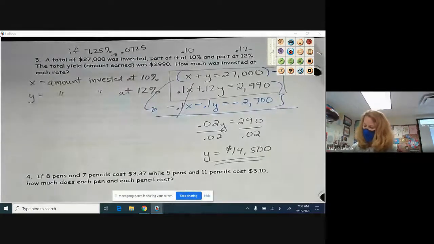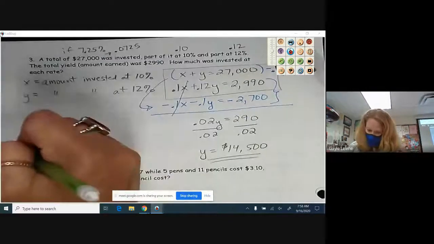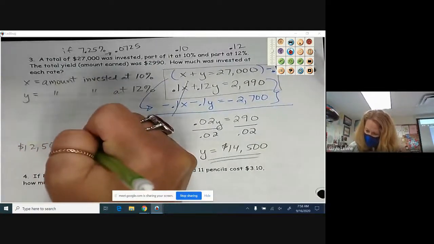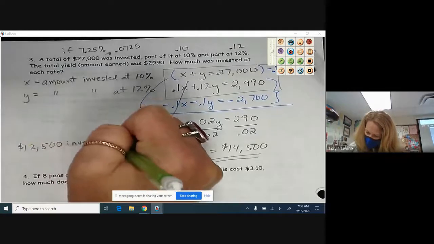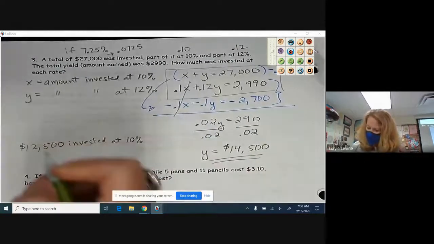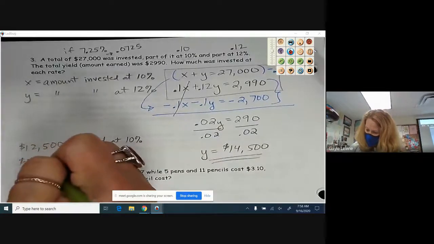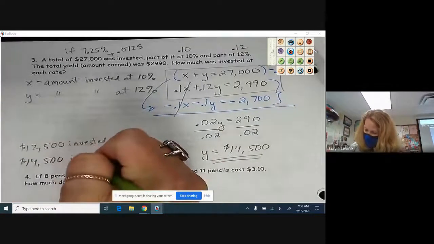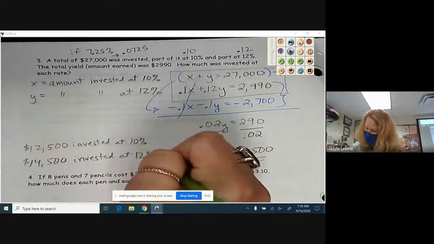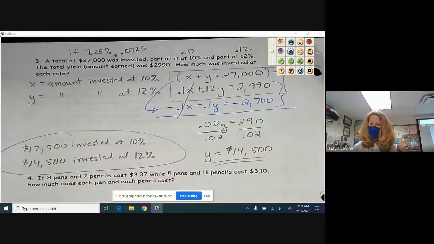So I just want to answer the question. I have $12,500 invested at 10%, and then I have $14,500 invested at 12%. And that's what you need to do for that one.